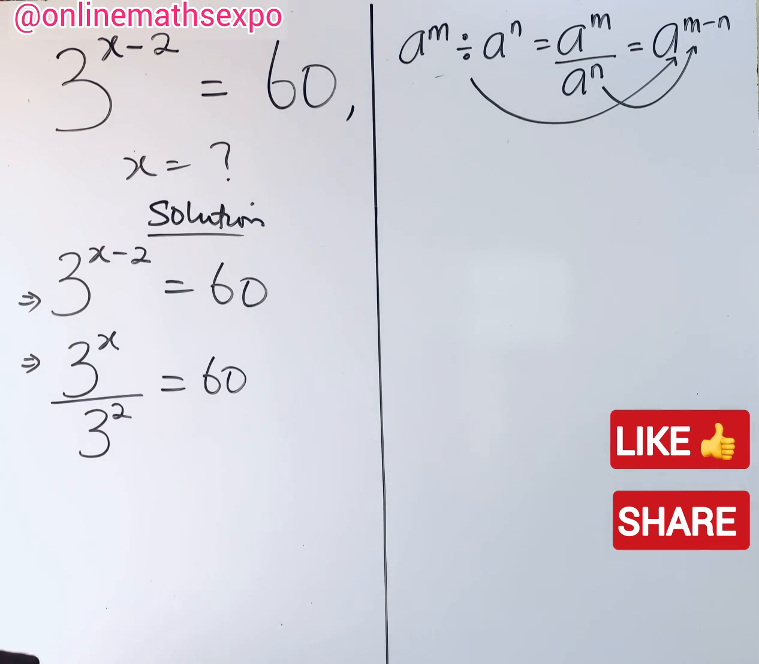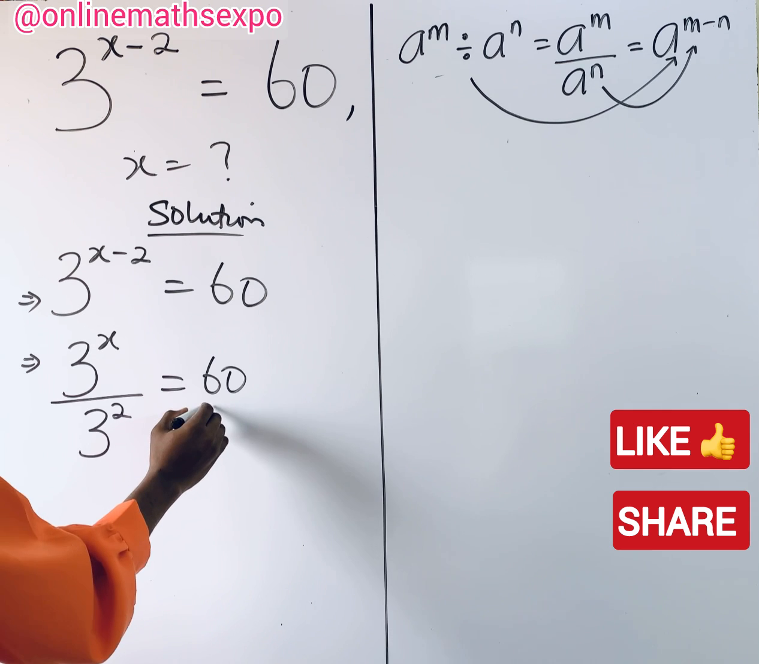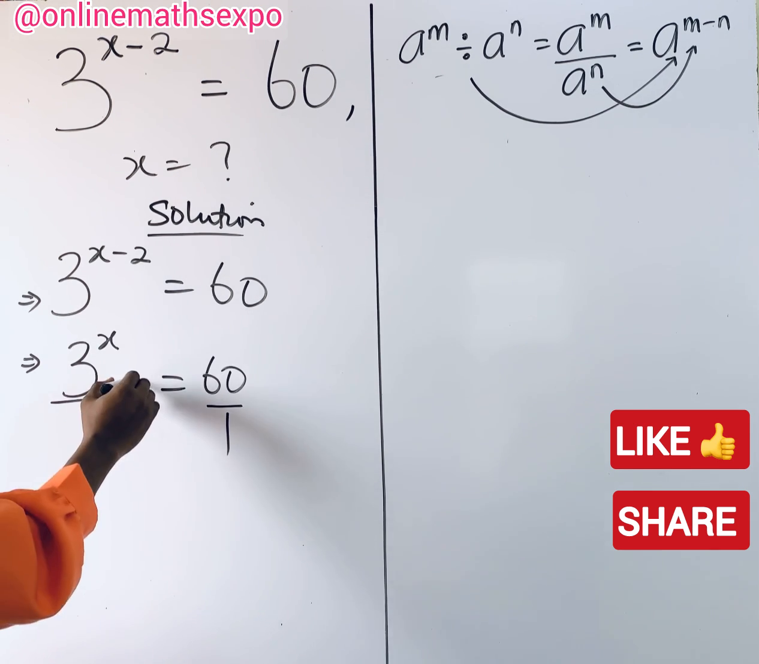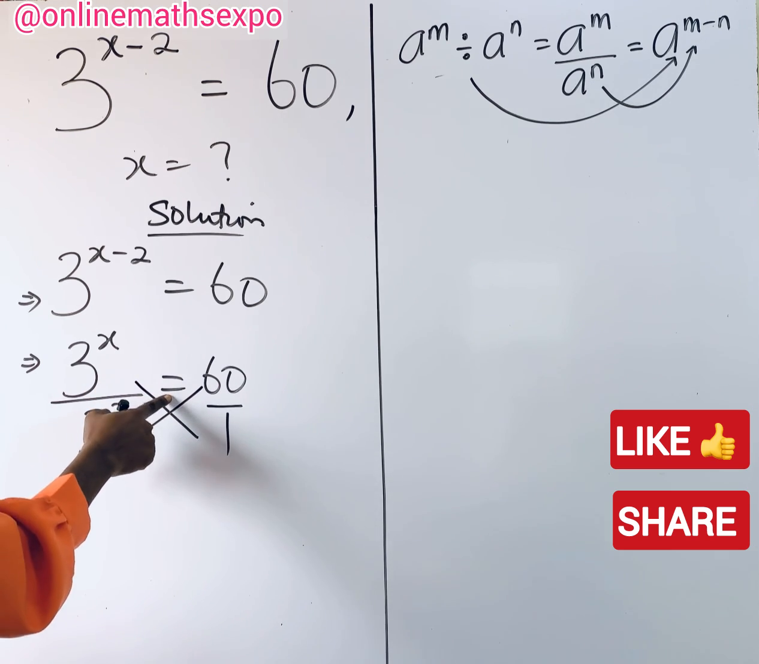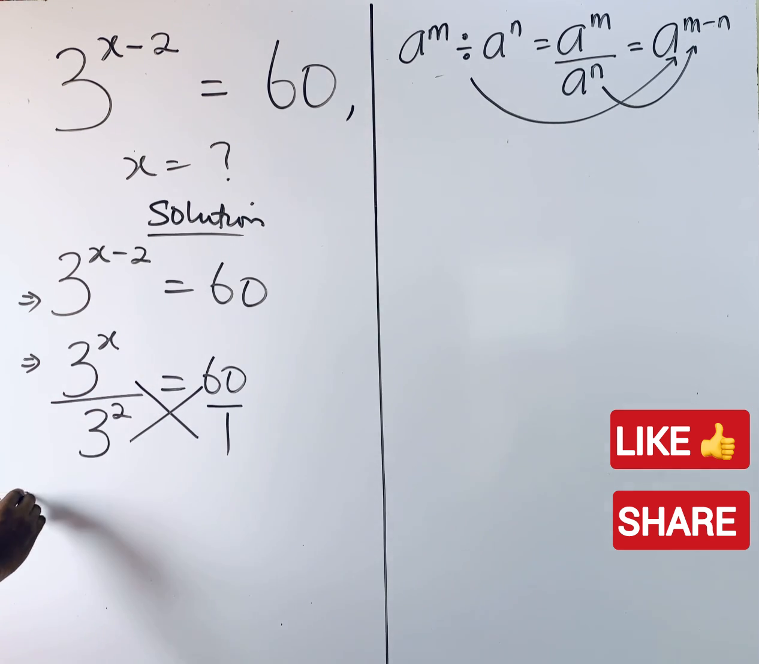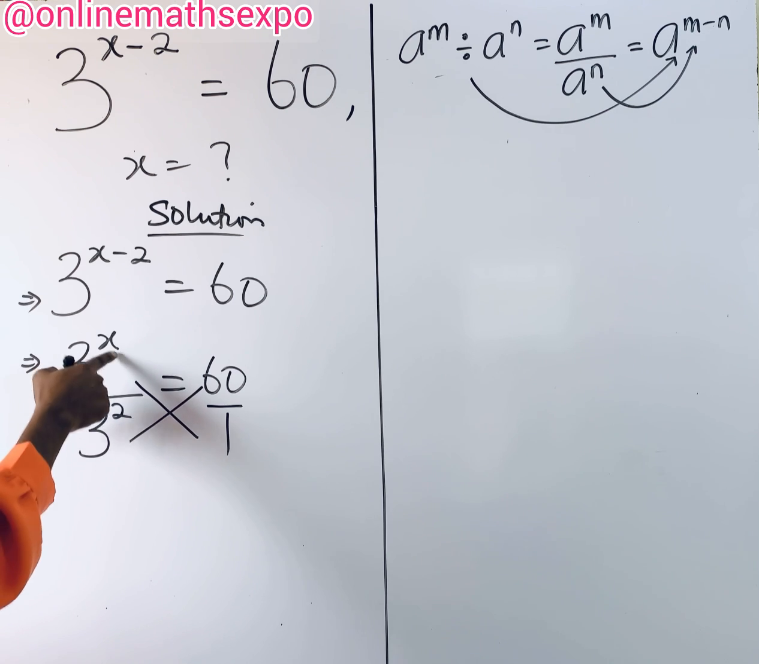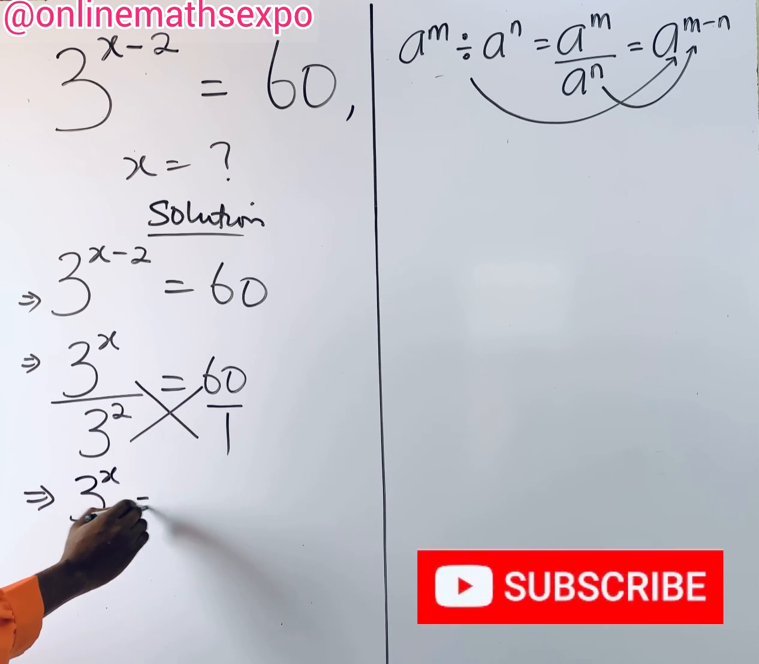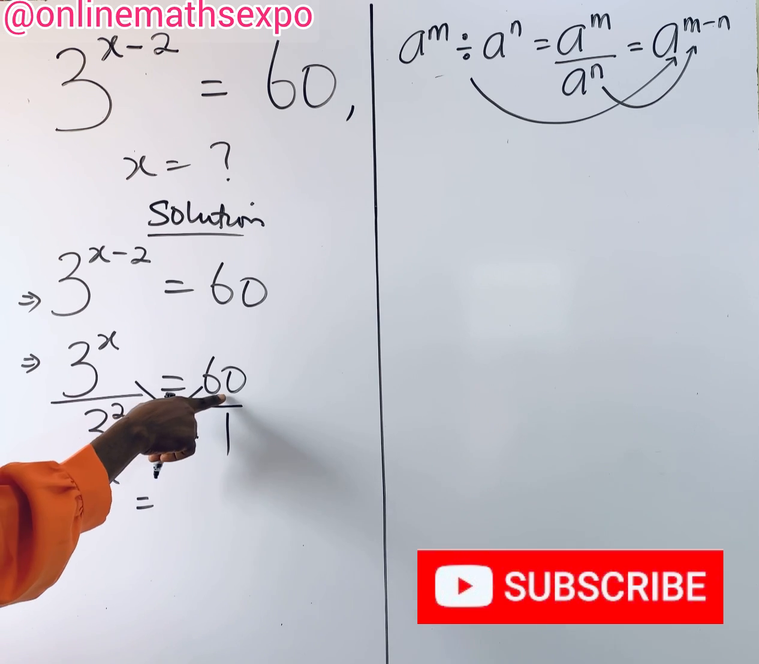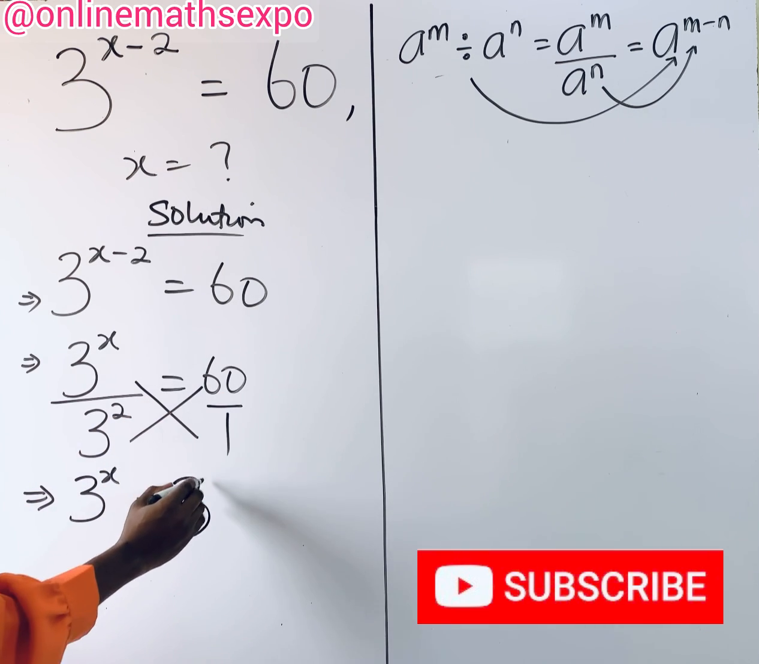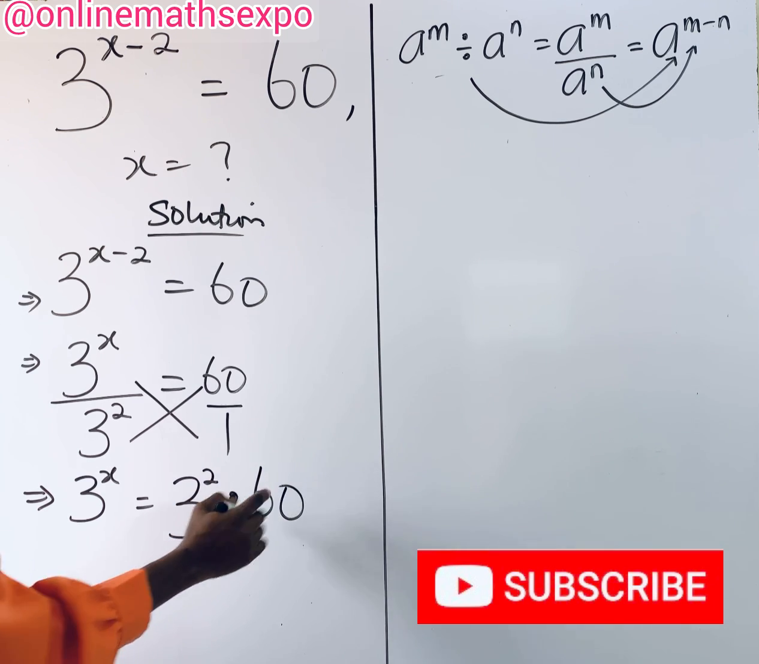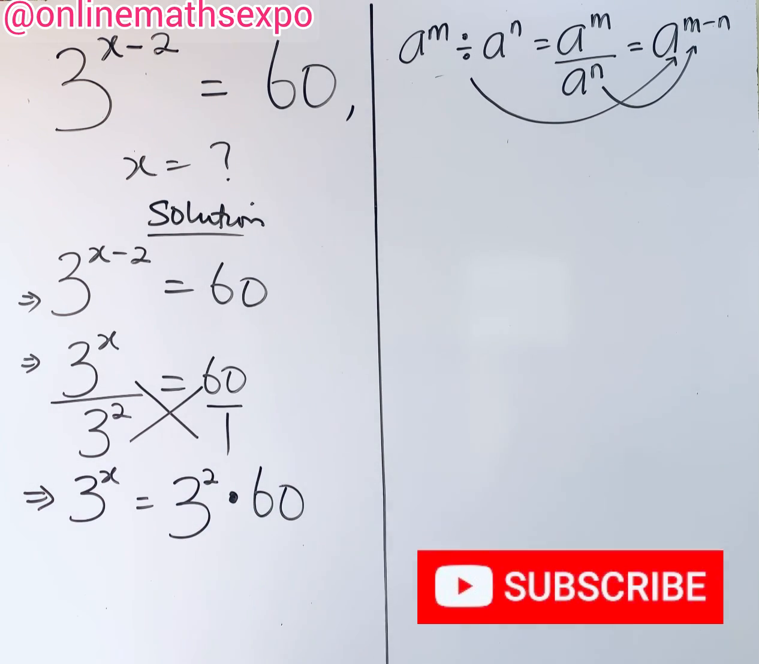Interesting. Now what do you do again? You observe that you can make this over 1, to be in a fraction, okay? So cross multiply because of the equal sign. If you do that, 3 to the power of x multiplied by 1 gives us 3 to the power of x, and 3 to the power of 2 multiplies 60. Let's use a dot for multiplication.